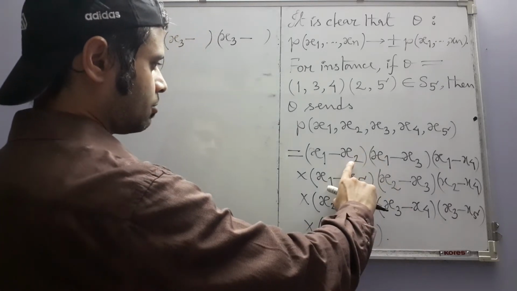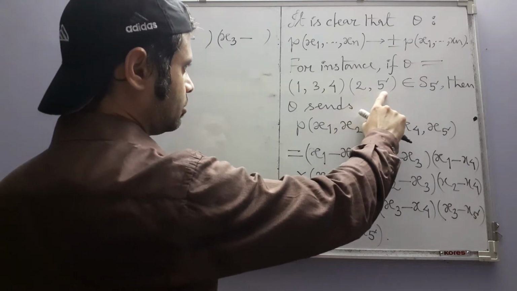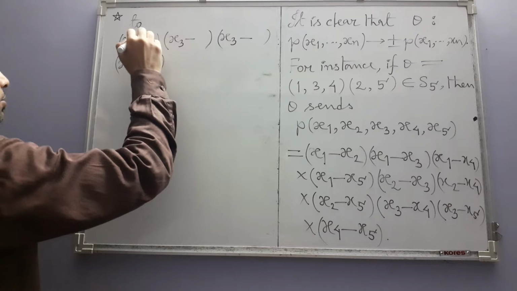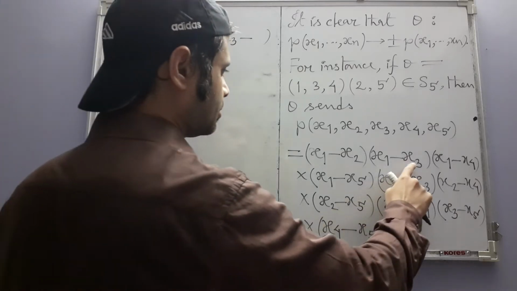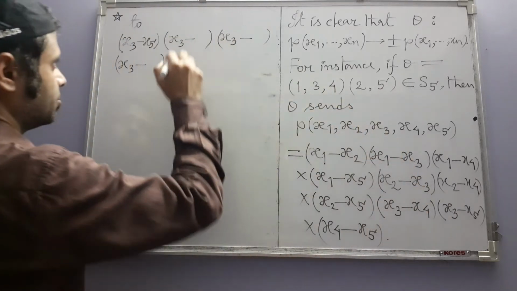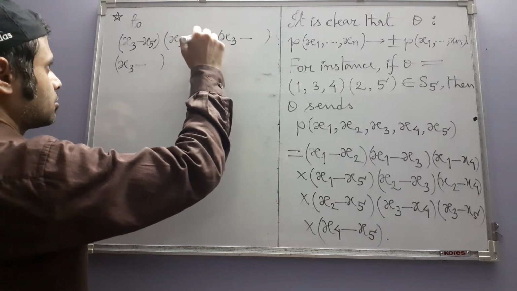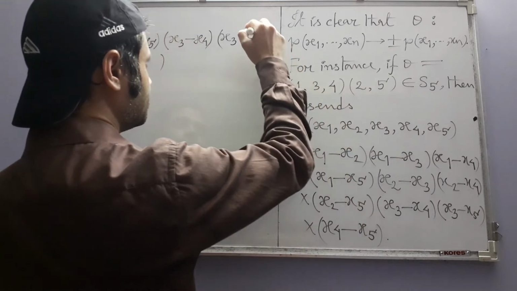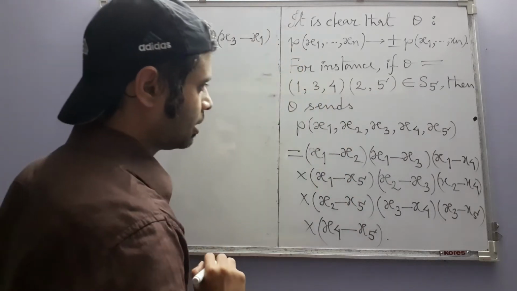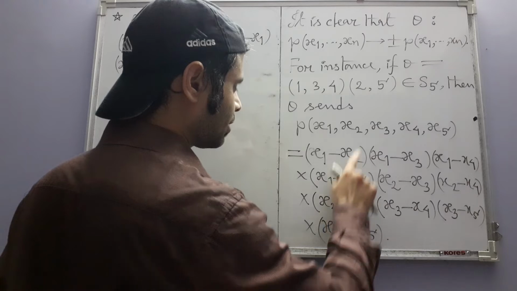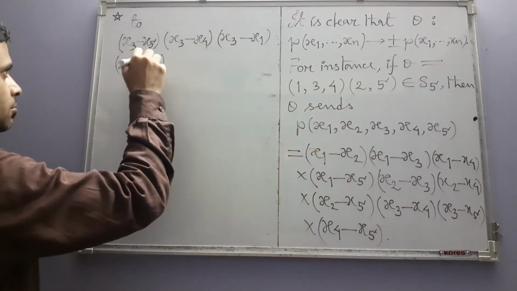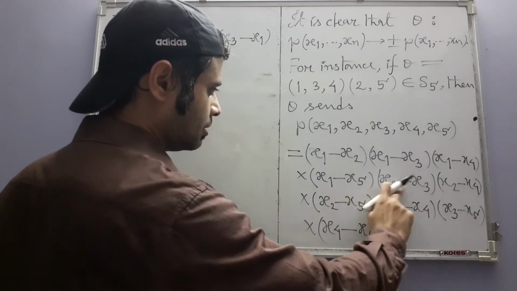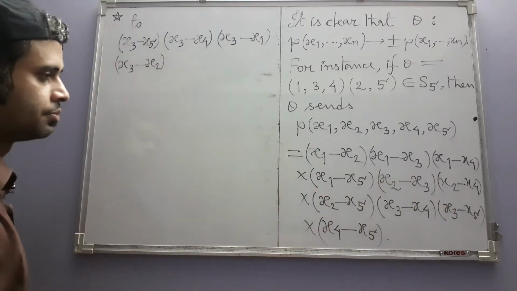Okay, now 2 is sent to 5 by theta, so this will be x5. 3 is sent to 4, x4. 4 is sent to 1, x1. Okay, then 5 goes to 2, so x2. Then we tackle these next 3.